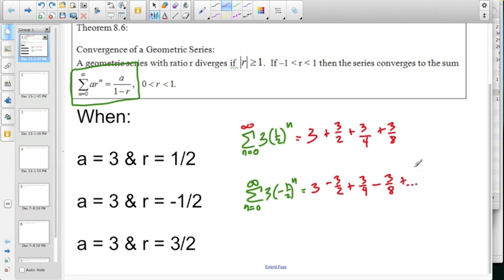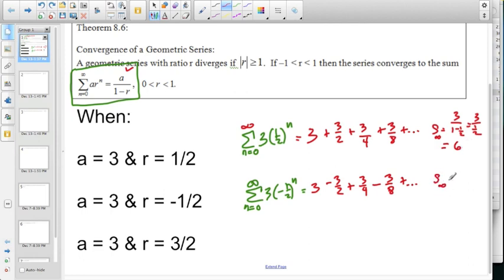And so we can see that when r is negative, we start to get this switching of the signs from positive to negative to positive to negative to positive. And so if we're going to be all adding here, and if we're going to be a combination of adding and subtracting there, this sum is going to be a different value. So if we evaluate these sums, our a value is 3, over 1 minus 1/2. So that's 3 divided by 1/2. For when r equals 1/2, the sum is 6.